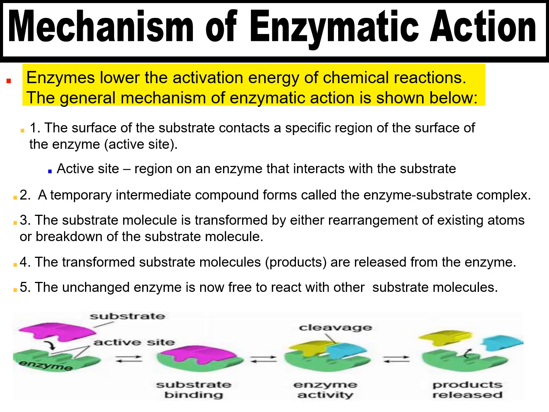This slide shows the 5 major steps involved in an enzyme's ability to convert a reactant or substrate into a product. As you will easily see in the next few slides, the formation of the enzyme-substrate complex is an essential event in the conversion of reactants to products.